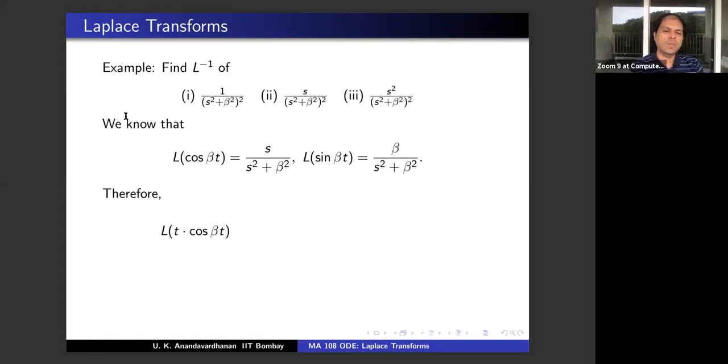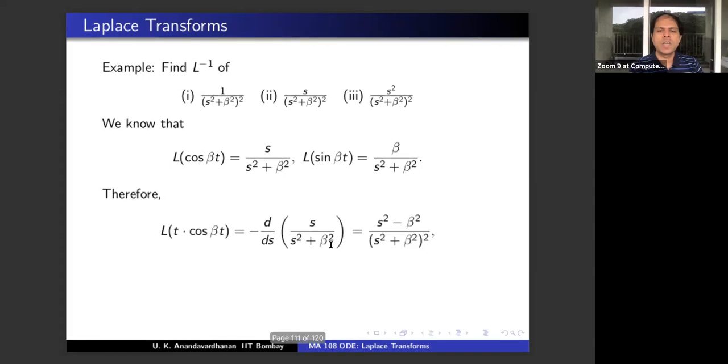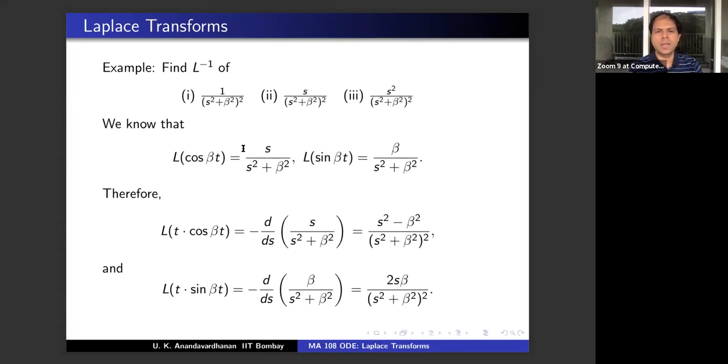Therefore, L of t cos beta t is minus d by ds of s by s square plus beta square. When you do that, you get this. And L of t sin beta t is this, and you got this. And therefore, this you can get using these two. So multiplication by t inside is what solved the problem for you.